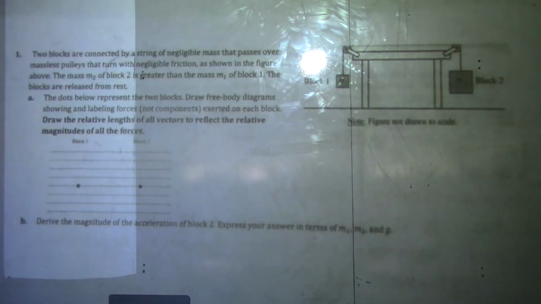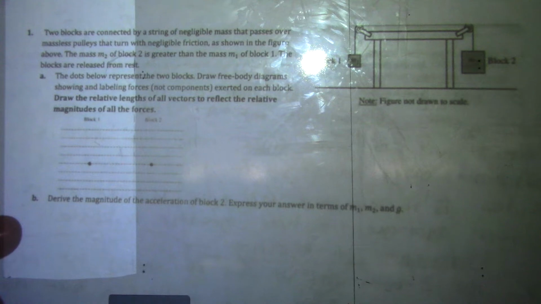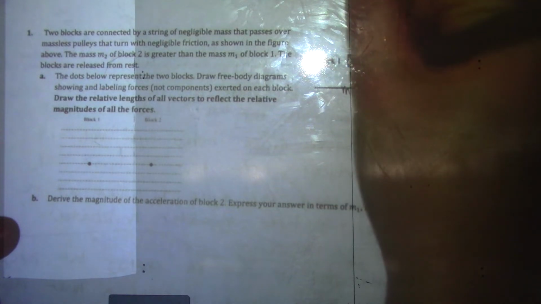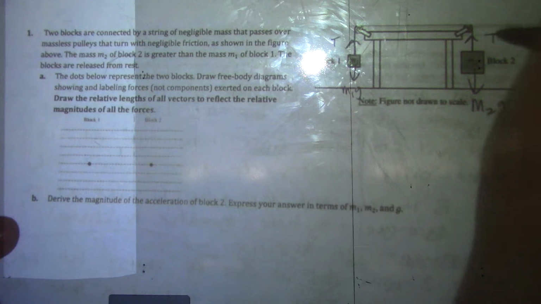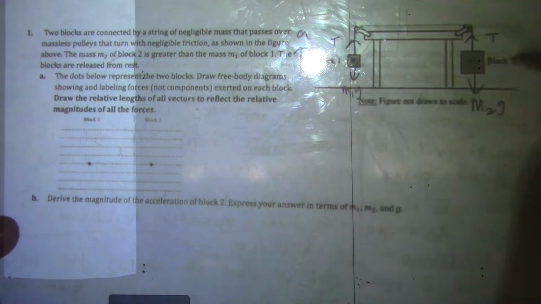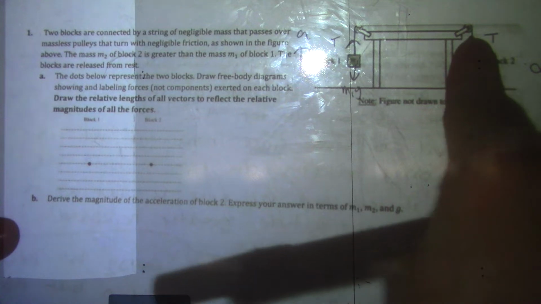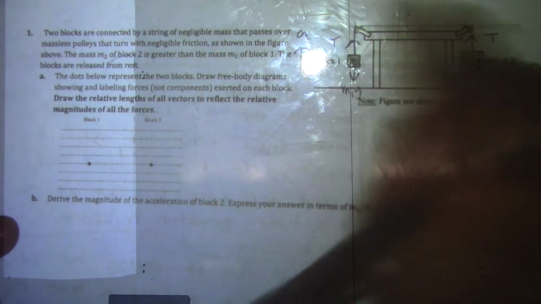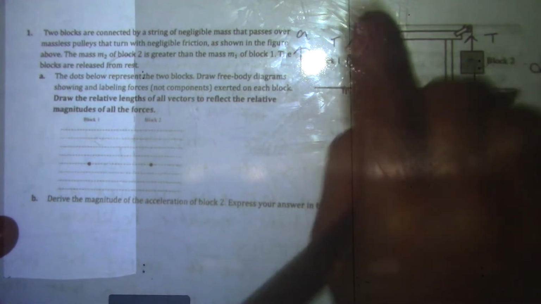Forces, everybody's favorite. We're going to draw the lengths of the vectors to reflect the relative magnitudes. So this guy's got its force of gravity, I'm going to call it M2G. This one I'm going to call it M1G. They both have tension. This one needs to accelerate up. This guy needs to accelerate down. So we know M2G is bigger than tension, and we know that tension is greater than M1G. And this is the same rope throughout, so it has to be the same tension. So you have to have T on each one the same.